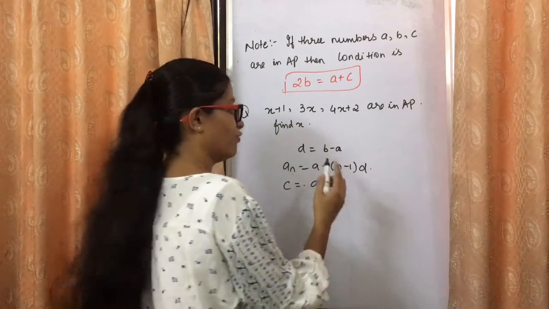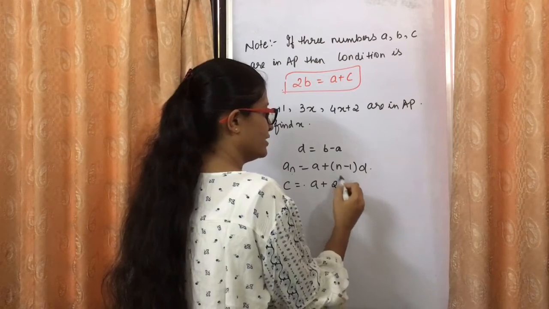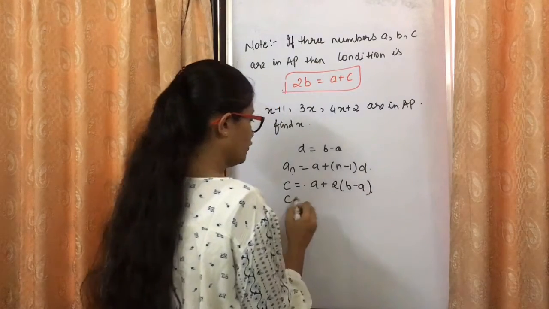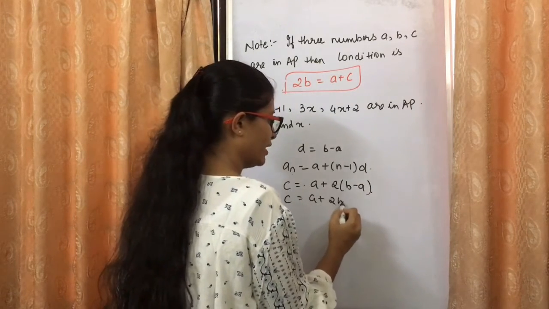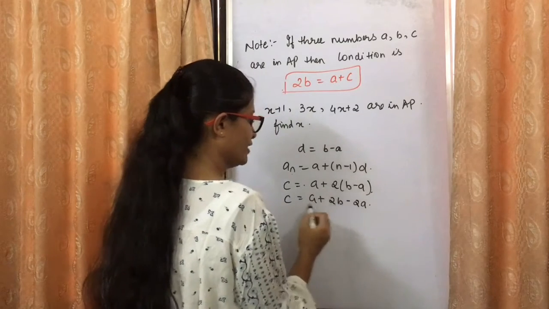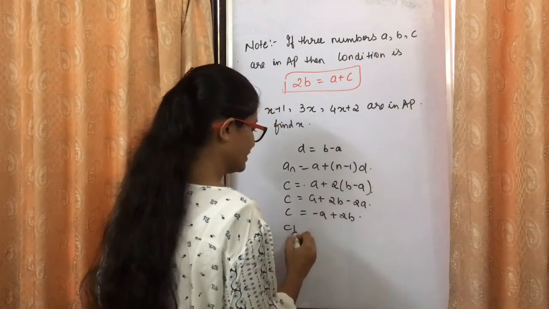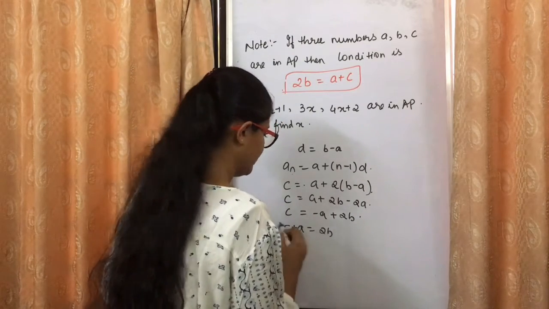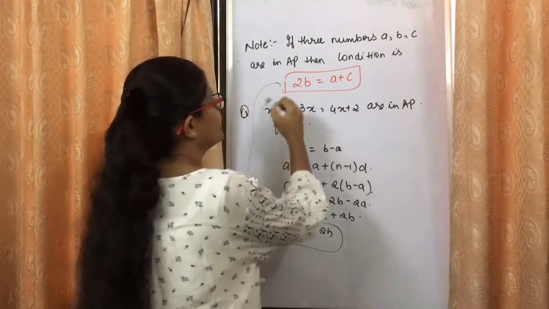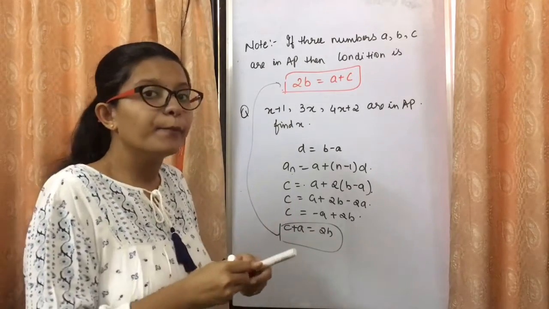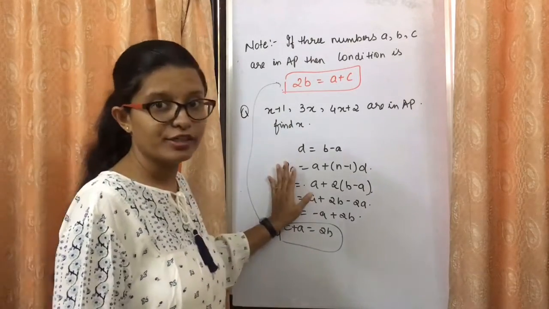How many terms we have? 3. 3 minus 1 will give you 2, and D is B minus A. So if you solve this, A plus 2B minus 2A, you will get 2B is equals to C plus A. क्या यही आ रहा है? So the point is, no need to prove it.